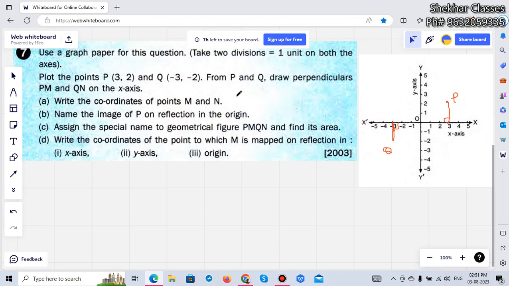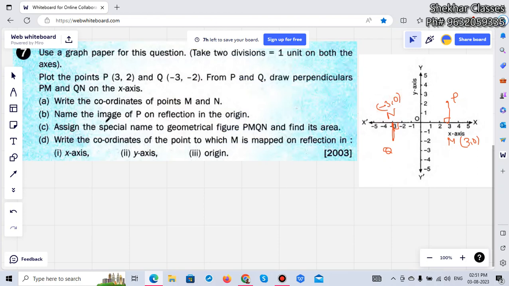From P and Q we draw perpendiculars to the x-axis, and write down the coordinates of M and N. So this is PM and QN. What is the coordinate of M? M is (3, 0). N is (-3, 0). You know how to do that. It's an easy one.